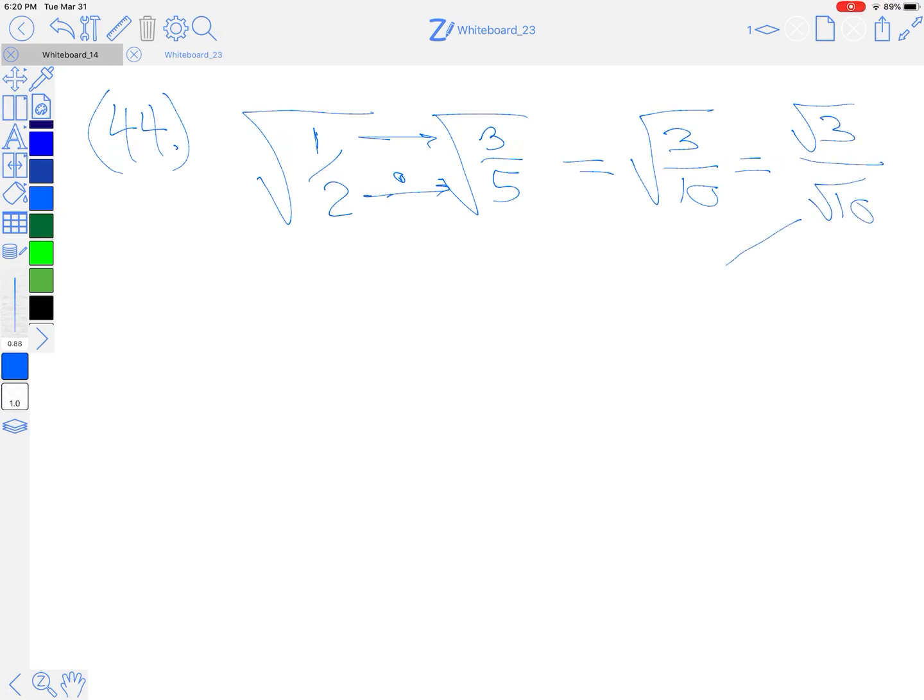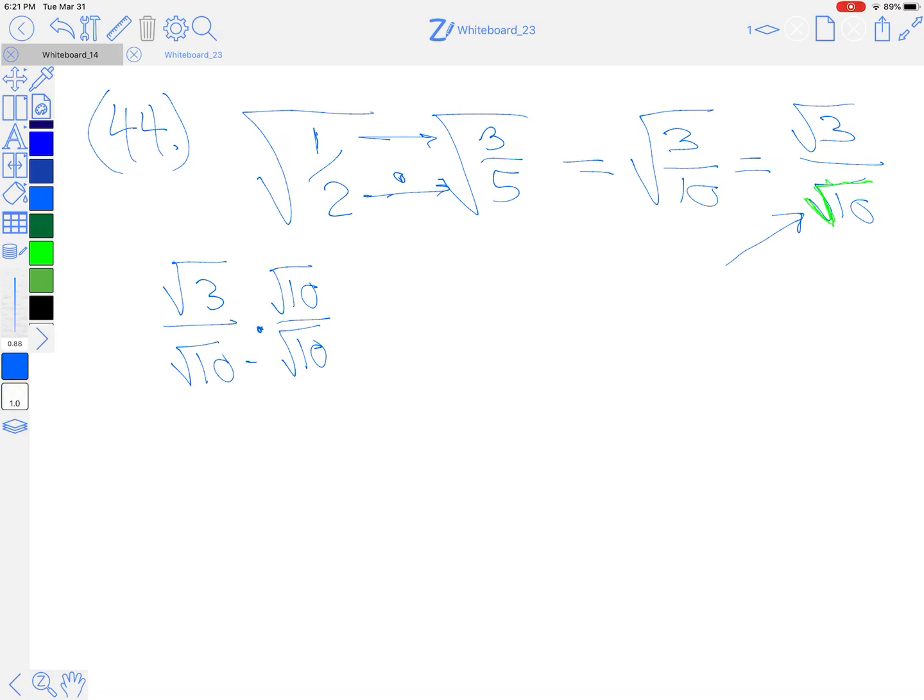But if you remember from before, we can't have a radical symbol in our denominator. The radical symbol is this square root symbol, if you remember. Can't have that in the bottom of a fraction. So if you remember, we had to rationalize the denominator. That means I'm going to take square root of 3 over the square root of 10. I'm going to multiply it by root 10 over root 10.